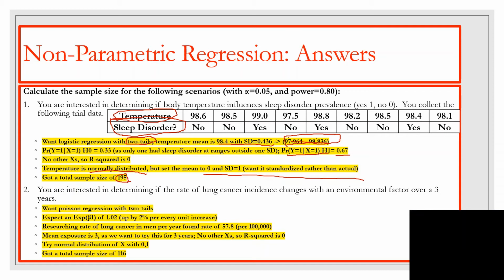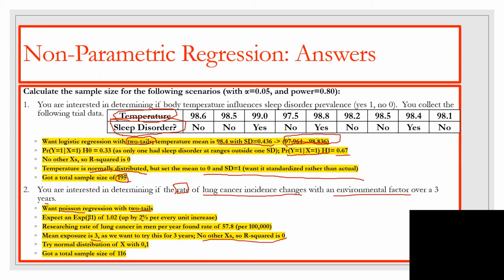For the second one, we have no information, but I see the word rate, so that makes me think it's Poisson. And there's no directionality, so we use two tails. Given that there's no background information, I'm going to expect a small increase in lung cancer incidence with an environmental factor, so 2% per every unit increase. Taking a look at the rate of cancer in general, I found a rate of 57.8 per 100,000. Since we're doing 3 years, the mean exposure will be 3.